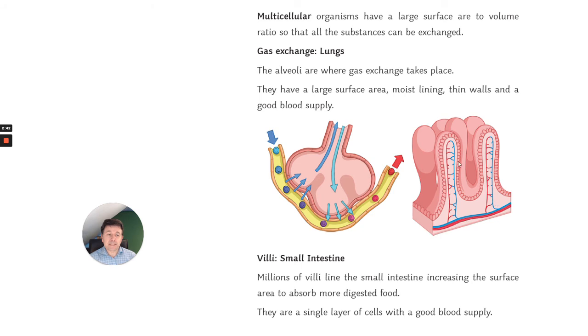The other example is the villi. In your small intestine, you've got millions of villi that line the small intestine, increasing the surface area. They are a single layer of cells, and they've got a really good blood supply, so they're maintaining that concentration gradient.